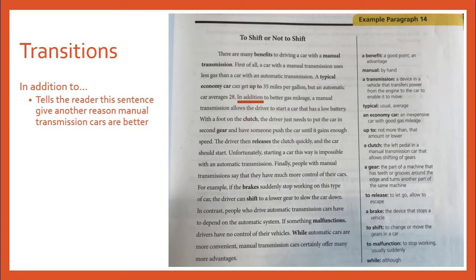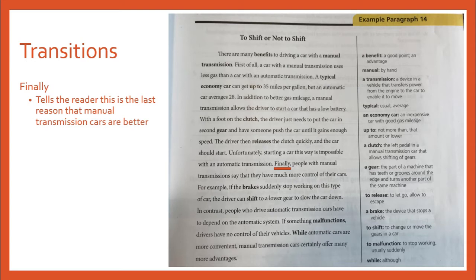With a foot on the clutch, the driver just needs to put the car in second gear and have someone push the car until it gains enough speed. The driver then releases the clutch quickly and the car should start. Unfortunately, starting a car this way is impossible with an automatic transmission. So in this sentence, I didn't include this as one of the transitions, but you can use phrases like "unfortunately" to also show a contrast between the two ideas, the sentence before and then the sentence after.